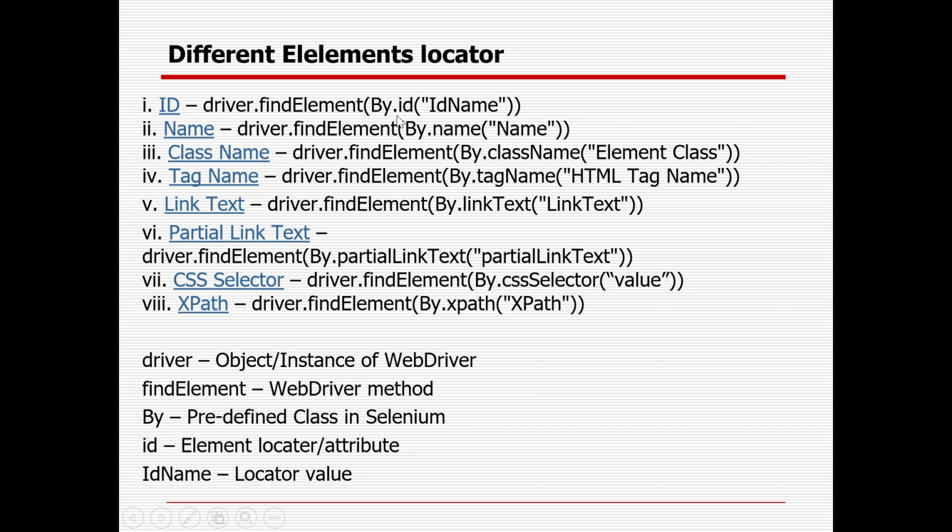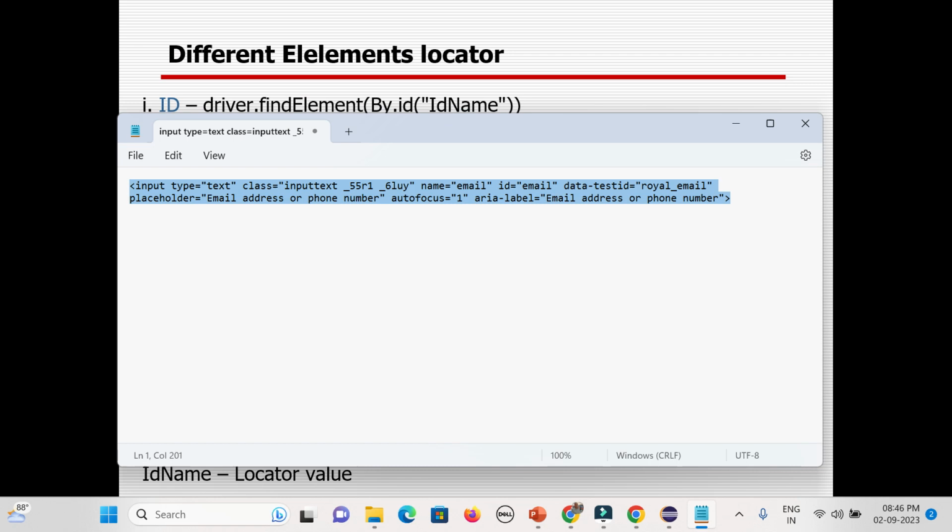So how can you use it? driver.findElement. In case you have the id or the name, you can use By.id or By.name and give the corresponding value. Let's see what is available for this field. Class is available, but in case there is a space in the class, it will not be able to read it. In case there is no space, you can use the class. But here you could see there is a space available, so you cannot use that class, it will not be able to identify.